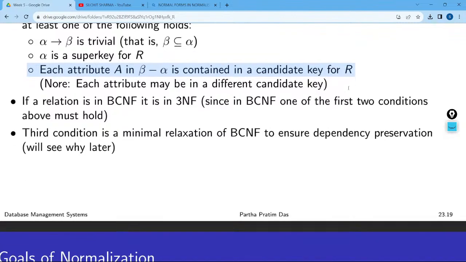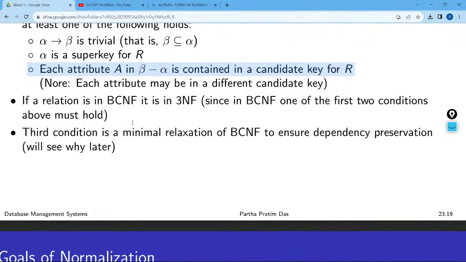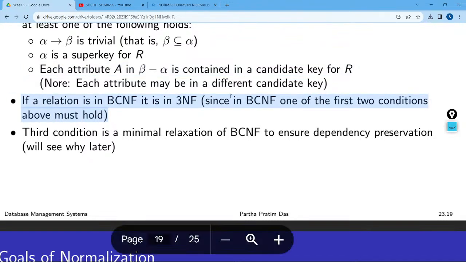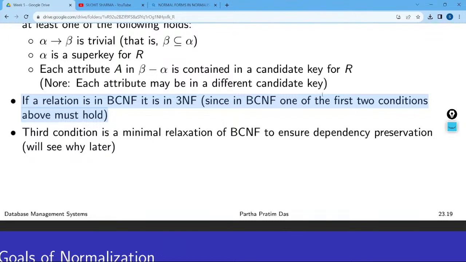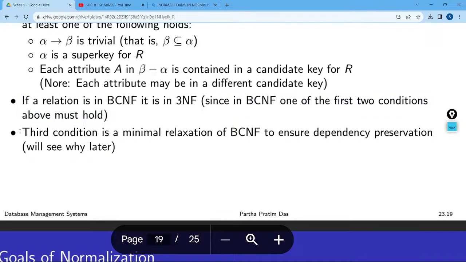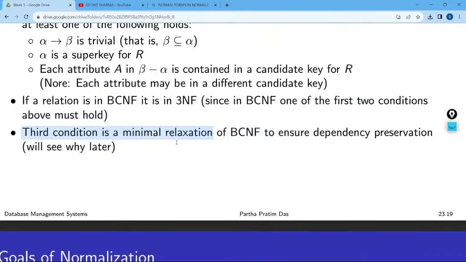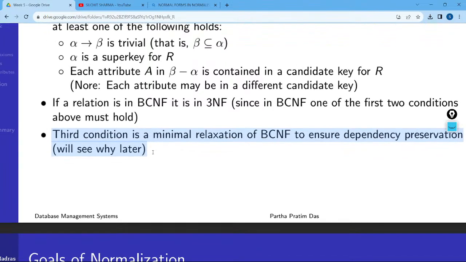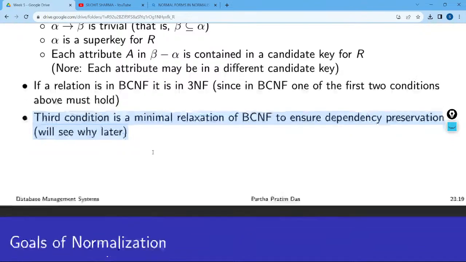Okay. If the relation is in BCNF, it is in 3NF, since BCNF is one of the first two conditions above that must hold. The third condition is a minimal relaxation of BCNF to ensure dependency preservation. So 3NF ensures that we have dependency preservation.